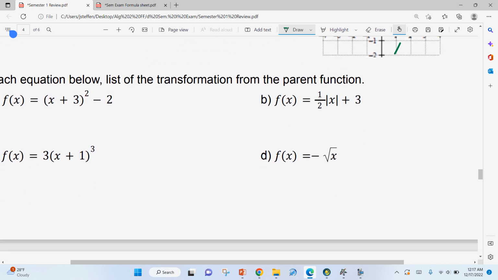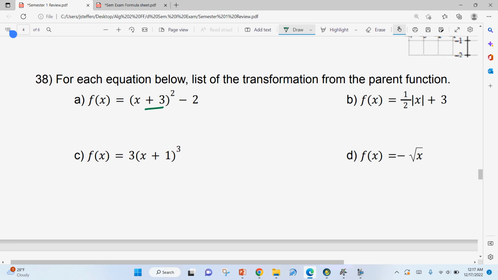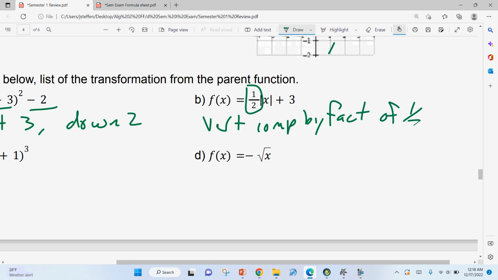For each equation below, list the transformation. So this is to the left. Remember, if it's inside your parentheses or your absolute value or your square root, it kind of seems like it's opposite. So plus is actually to the left 3, and minus 2 is down 2. That one makes more sense. Now this 1/2 is a vertical compression by a factor, that one's a long one, of 1/2. Remember, it's a stretch if it's bigger than 1. Since it's smaller than 1, it's a compression. And then up 3.